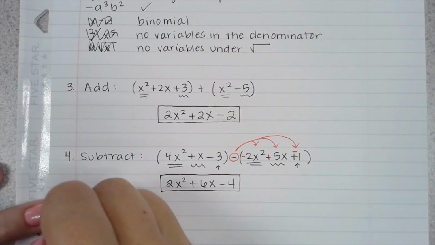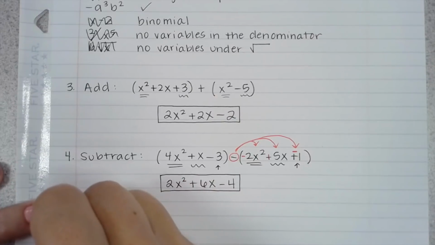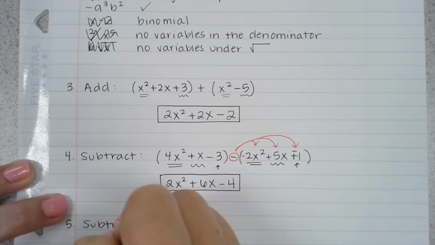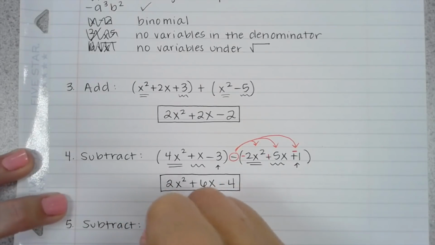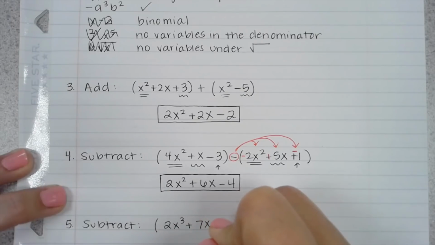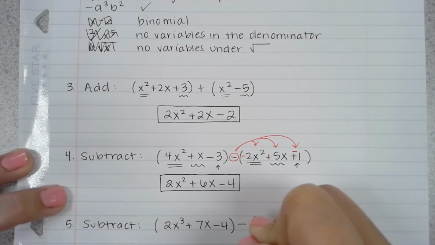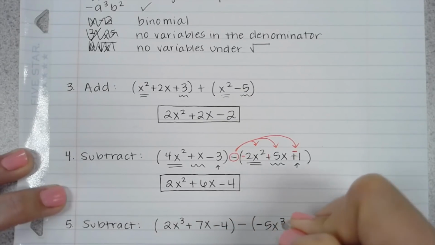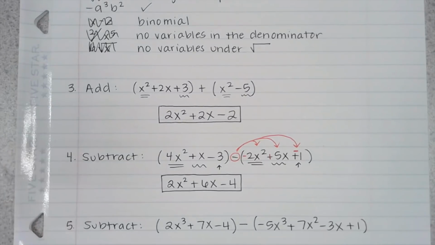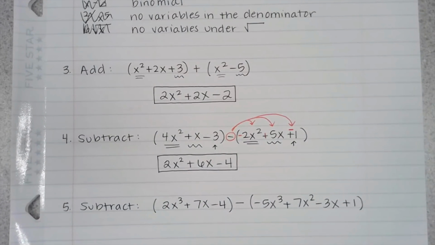Question number 5 is also a subtraction question. And so on question number 5, I'm going to subtract. And here's what this one says. So there's two polynomials. 2x to the third plus 7x minus 4 minus negative 5x to the third plus 7x squared minus 3x plus 1. Just make sure that I have that written down right.